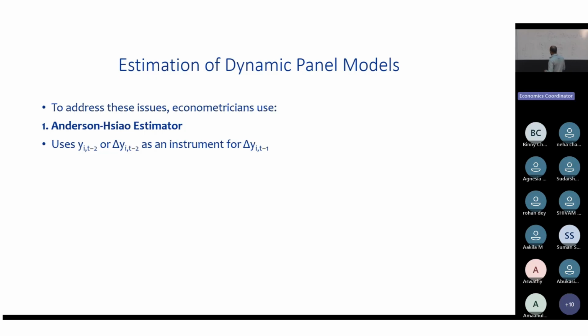Okay, so what it does is it creates another instrumental variable. How will this instrumental variable look like? What is the nature of this instrumental variable? I did not put anything here. Why didn't I put anything there? That is what matters, right? So what Anderson and Hsiao suggest is that you use y_{i,t-2} or delta y_{i,t-2} as an instrumental variable into the model.